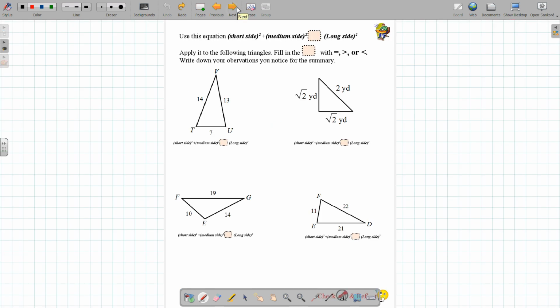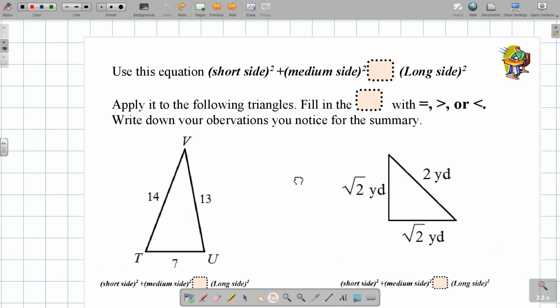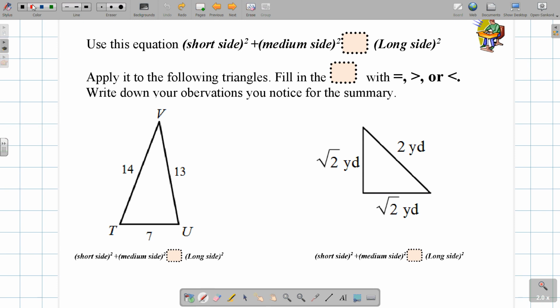Okay, you're now looking at this page here. So the next 2 pages, what you're going to do is you're going to identify your short side, your medium side, and your longest side. And you're going to plug it into this equation, short side squared plus medium side squared, and you're going to do a comparison to the longest side squared. And inside this box is going to go one of 3 symbols, equal to, greater than, or less than.